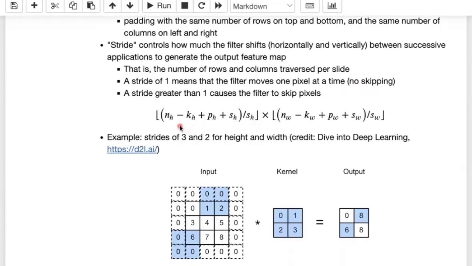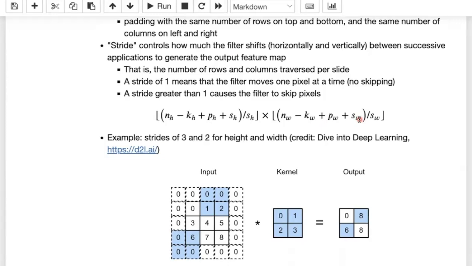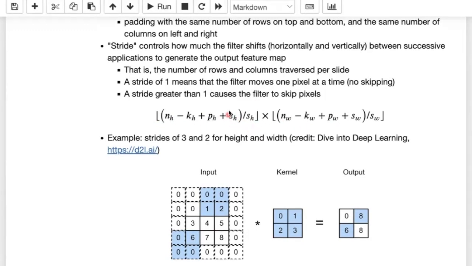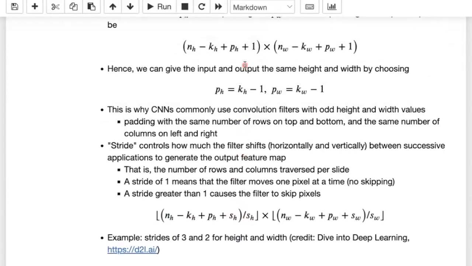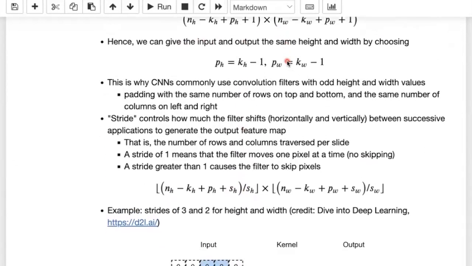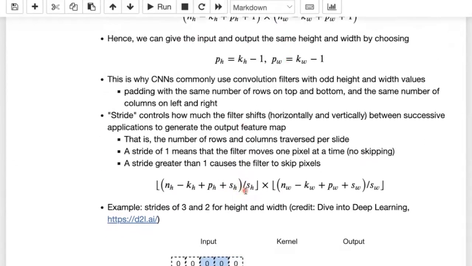And you can actually show that the general formula, if we have both padding and a stride, with SH and SW denoting the stride for the height and width, and P here is the padding and n is the size of the original input, is this general formula that we have. So obviously if SH and SW are both equal to 1, we get exactly the formula that we had before. And this is now a more general case where SH, for example, can be 2.